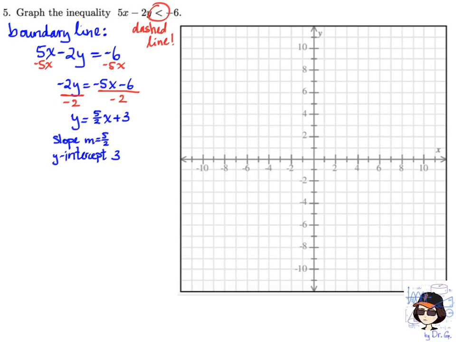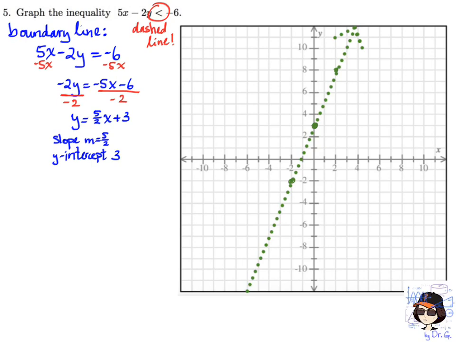So let's sketch the line y equals 5/2 x plus 3, but make sure it's a dashed line or dotted line. So the first thing we do is plot the y-intercept at 0, 3. And then I want to use the slope, rise over run. So that means I want to go up 5 and over to the right 2. So up 5 and over 2 gets me there. And I just drew the line really quickly. Sorry about that.